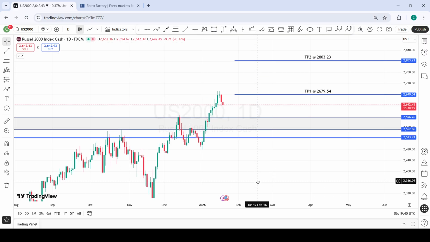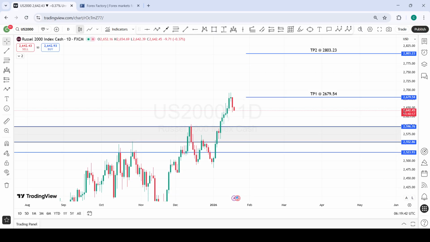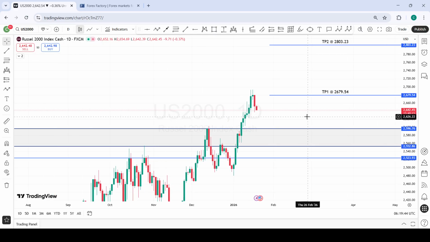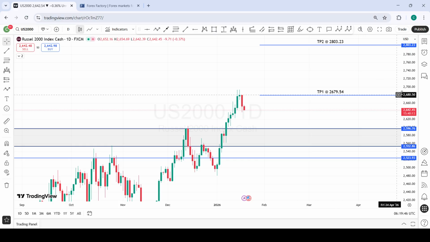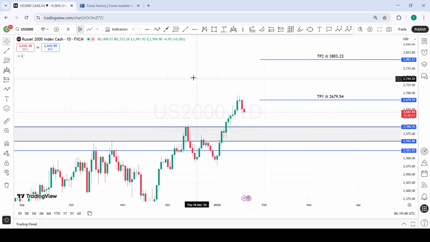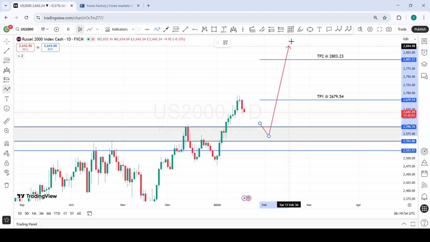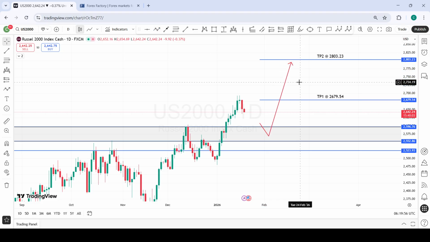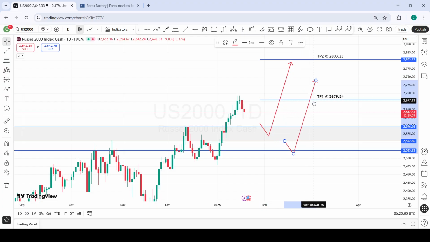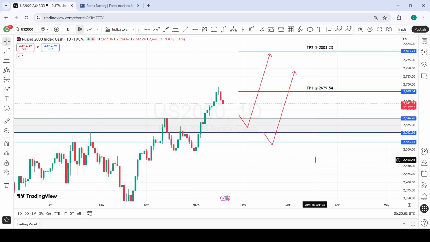We have here the Russell 2000 or US 2000. So currently price is extremely bullish, but we are waiting to see a possible pullback to this area of interest and look for buying opportunities to the upside to the various TPs we have here. Should price pull back to the second zone we have below, we'll still be interested in taking the buys to the upside. So as a day trader, you can be looking for selling opportunities to this very area of interest if you're able to find one.